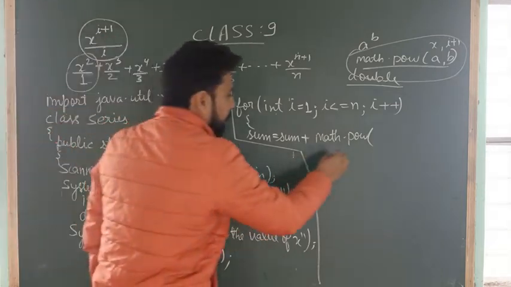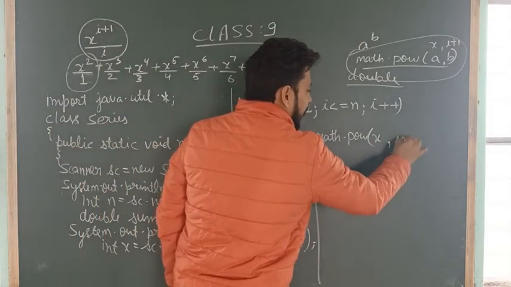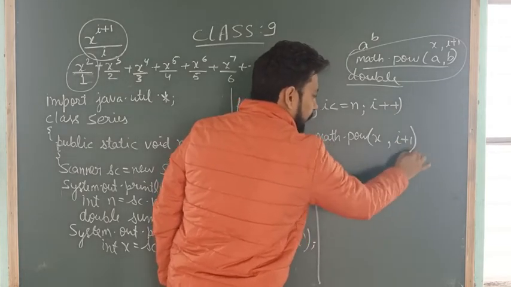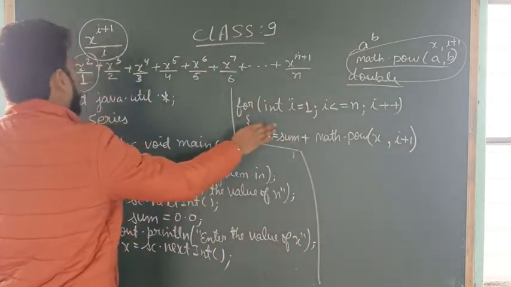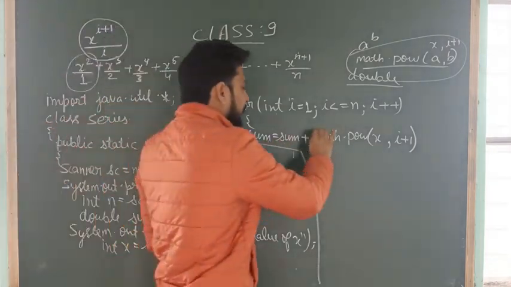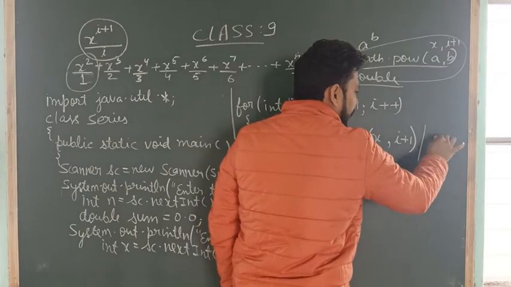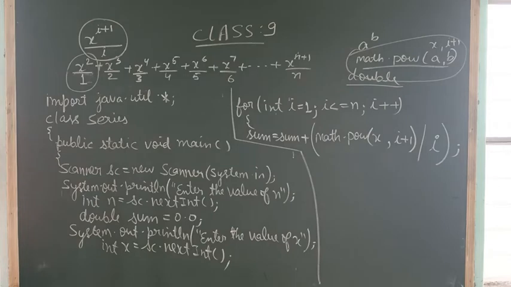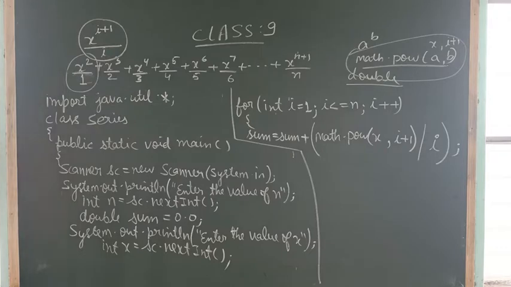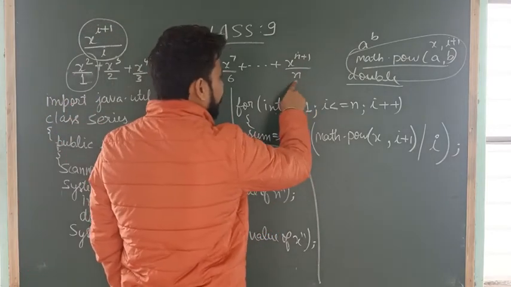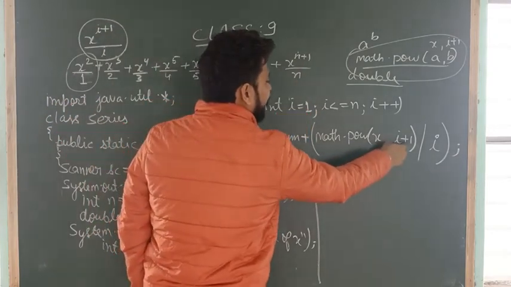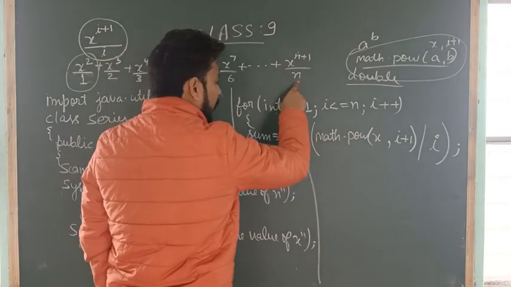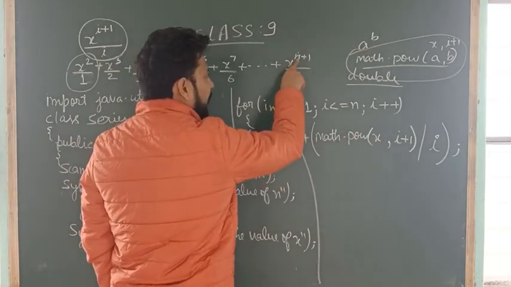x raised to the power I plus 1. So x is the base, comma, I plus 1 is the exponent. Math.pow(x, I plus 1) will come, and this whole is divided by our I. So it should be sum = sum + (Math.pow(x, I+1) / I). Here we will get the sum. Clear? And if you see it is n, so x raised to the power n plus 1 will come. When your I reaches n, then it will be n plus 1 here.